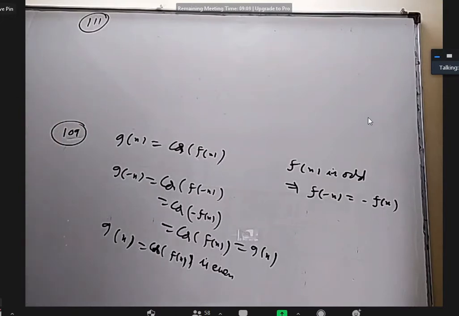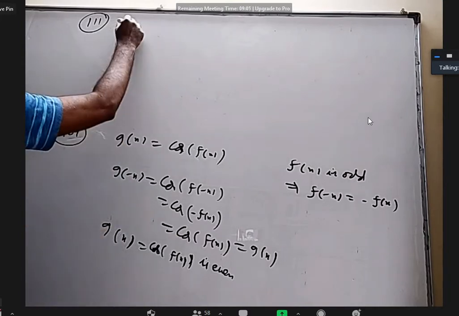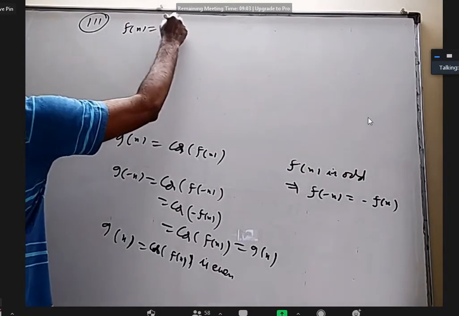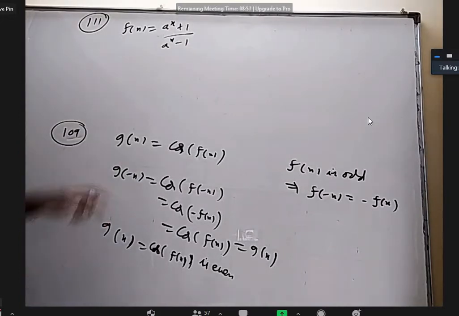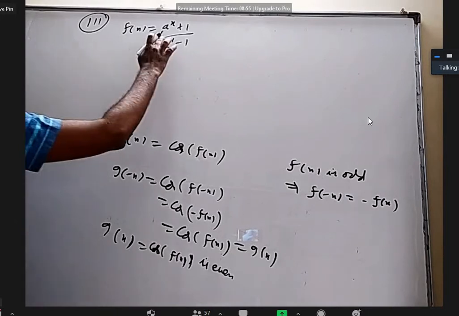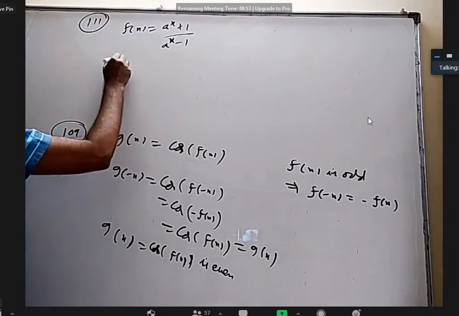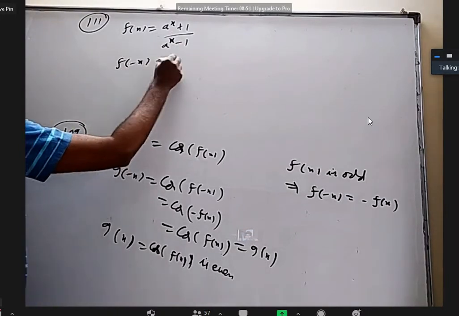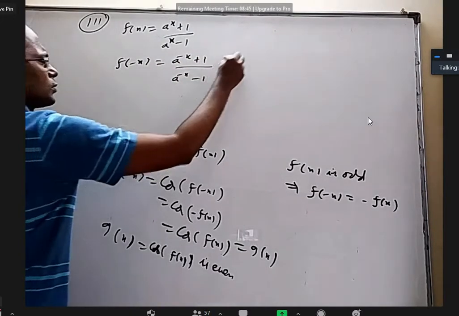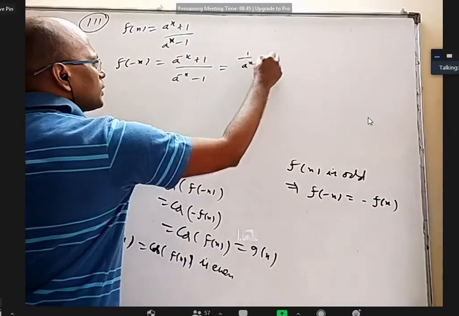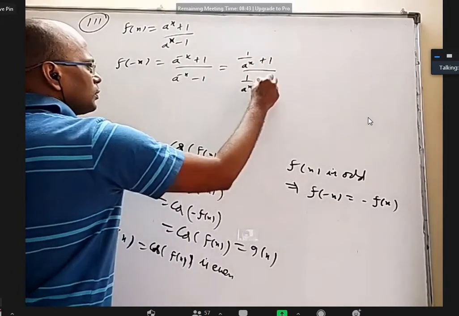Okay, 111. f of x is equal to, different options are there. I'm just taking one particular option. This one directly looks like neither even nor odd, but with a little manipulation I can understand it is odd. How? What is f of minus x? a power minus x plus 1 by a power minus x minus 1, which is 1 by a power x plus 1 by a power x minus 1.